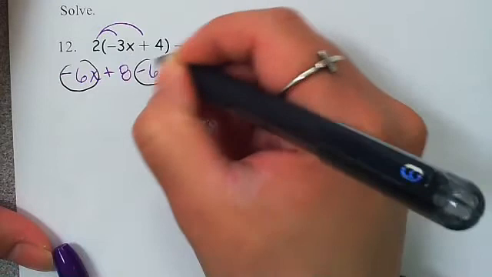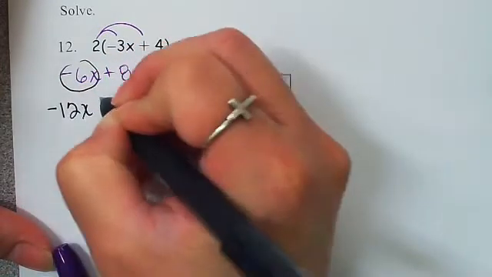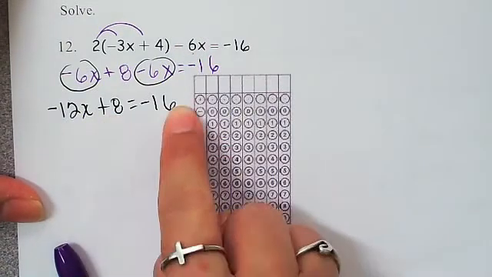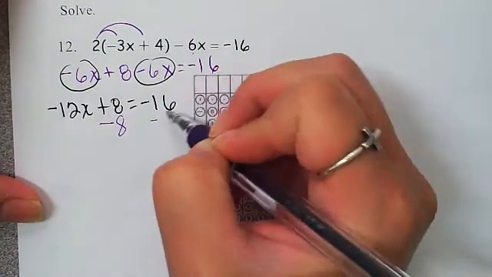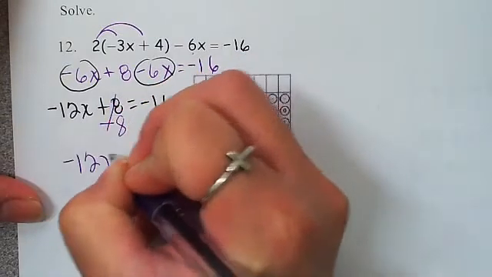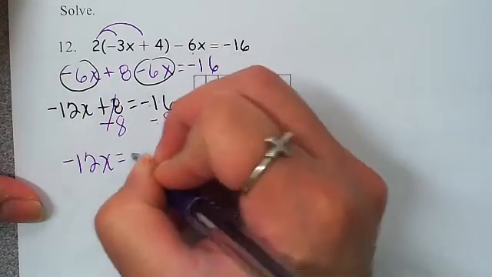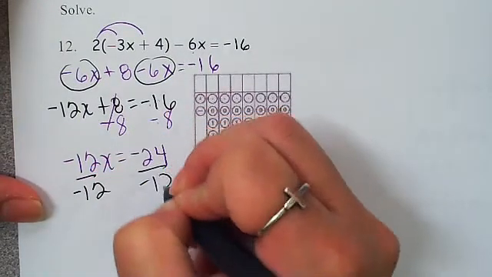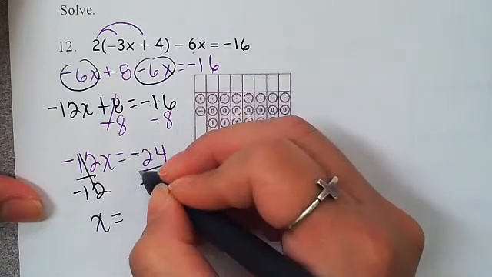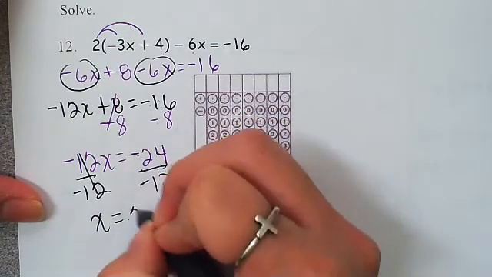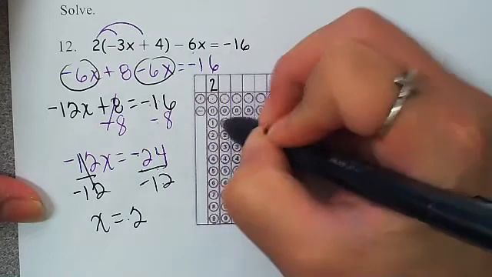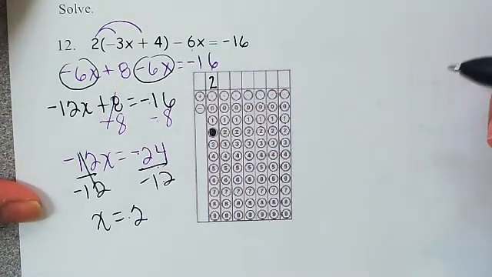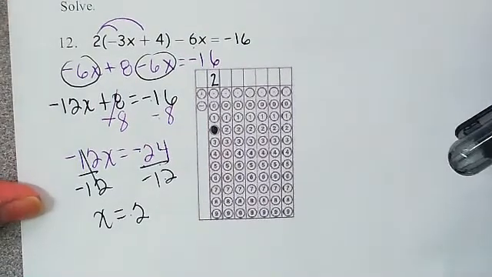Combine like terms is next. I need to combine these. That makes -12x plus the 8 equals -16. I want x alone, so I got to get rid of this guy. Move it over by doing the opposite sign. So -12x is equal to negatives and more negatives, so that's -24. And finally, divide both sides by -12. So you get x equals negative divided by negative is positive, 24 divided by 12 is 2. So there you go. You won't have a little grid, it'll just be like you type in a 2. Okay? All right, so that's solving an equation.